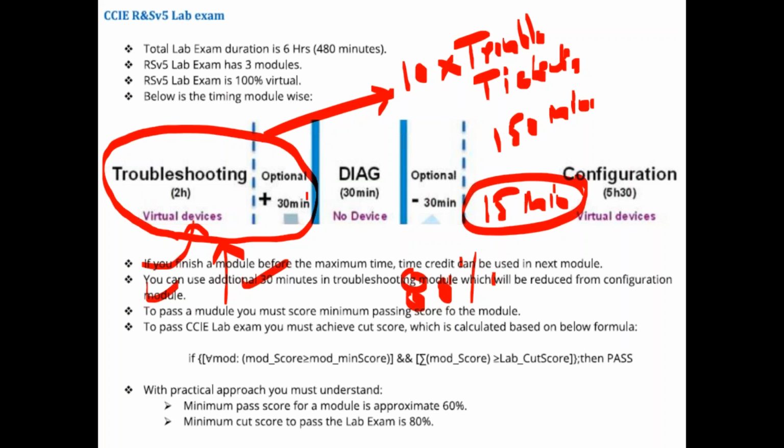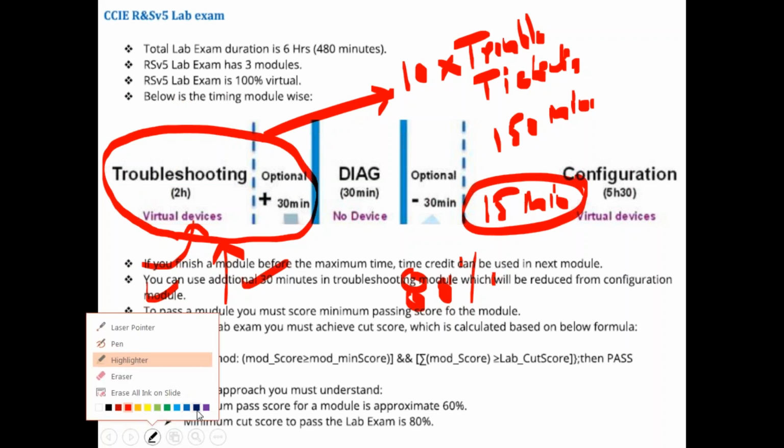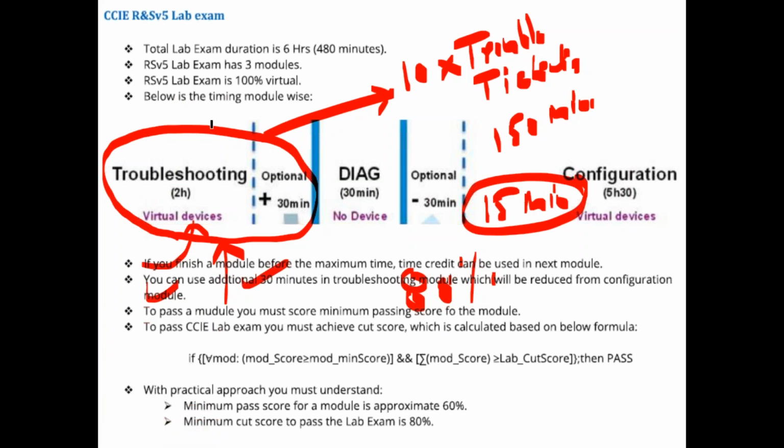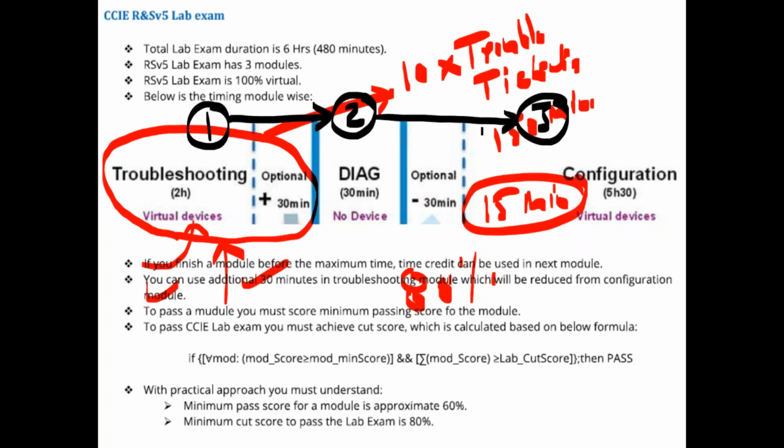See, the order which I've shown you over here is the exact order which is followed in the actual examination as well. First of all, you have to handle the troubleshooting section. Then you have to handle the diagnostic section. And in the third step, you have to handle the configuration section, right? So this is the exact order in which you operate. You start with the troubleshooting, then diagnostic, and then configuration. You cannot change the order.